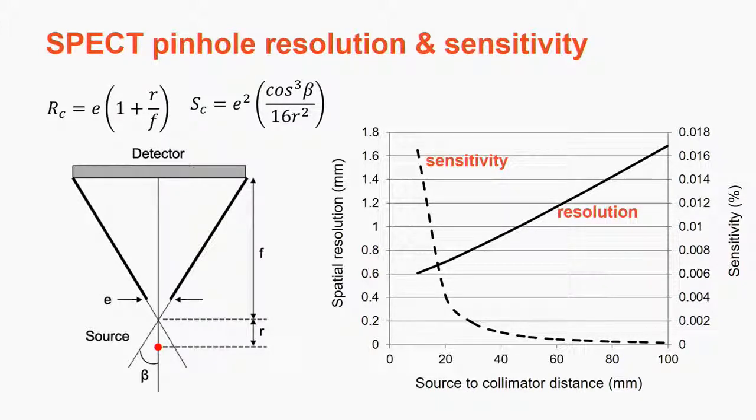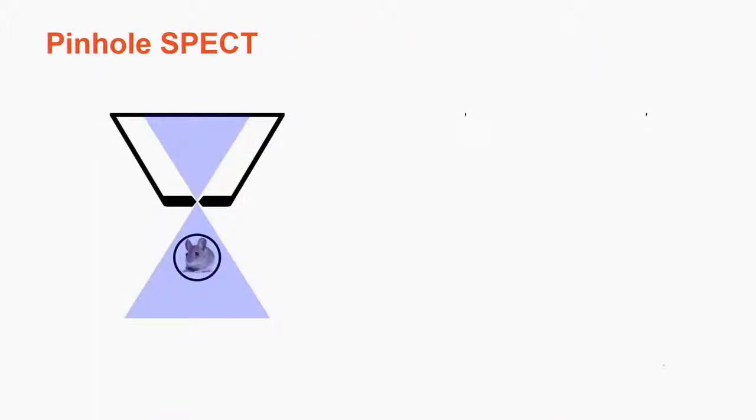And so as you do that, if you've got a small target and you can move it close to the pinhole aperture, you get a rapid boost in sensitivity as you get closer. And at the same time, the closer you get, the better the spatial resolution gets because of a magnification effect. So you're magnifying the source distribution on the detector. So you can boost both spatial resolution and sensitivity by using pinhole geometry.